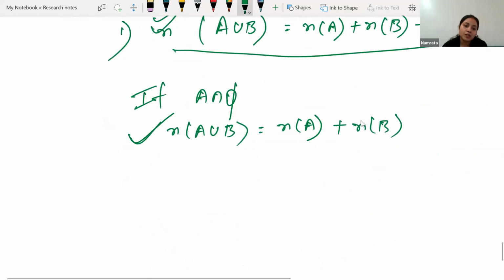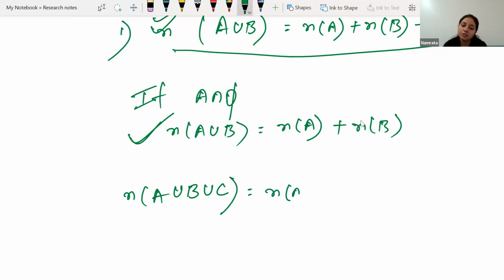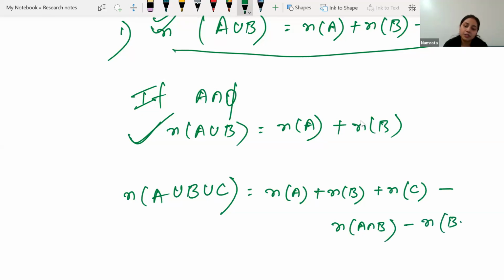Now one more rule is there, that is: number of elements in A union B union C is equal to number of elements of set A plus number of elements of set B plus number of elements of set C minus A intersection B minus B intersection C minus A intersection C plus number of elements of A intersection B intersection C.